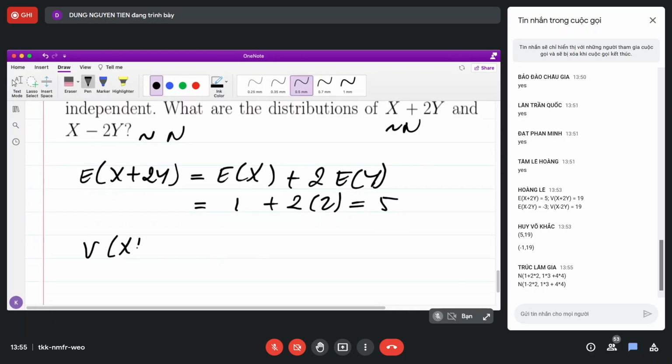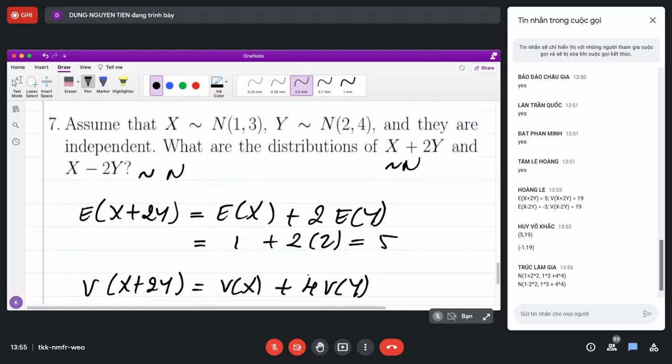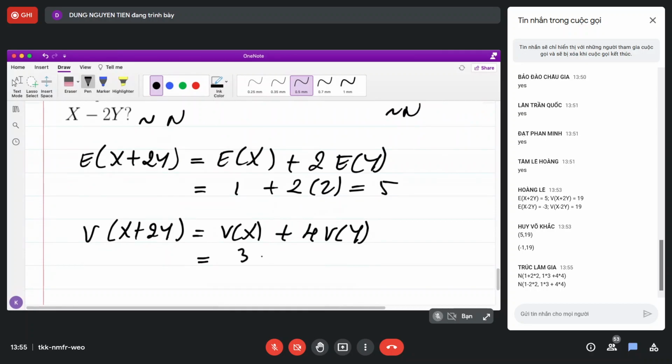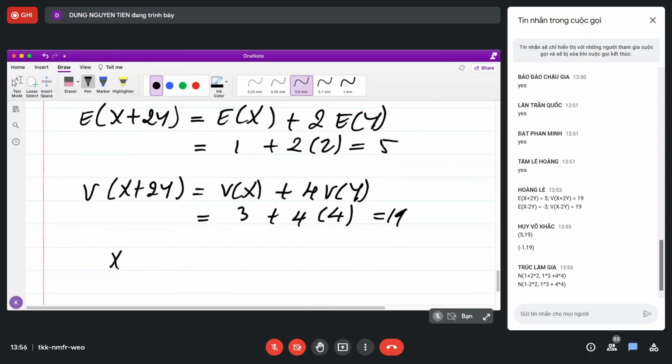For the variance of x plus 2y, you get the variance of x plus 4 times the variance of y. That is 3 plus 4 times 4, and you get 19. So x plus 2y follows a normal distribution with the mean 5 and the variance 19. Is that okay?